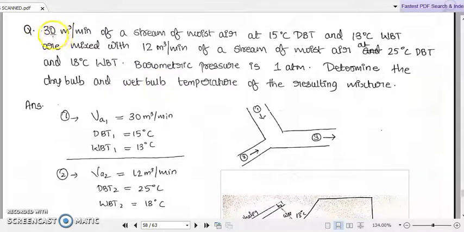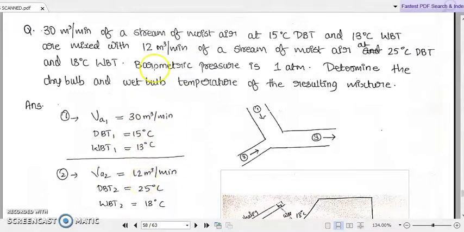In the first one, the 30 meter cube per minute. Meter cube is the unit of volume. So it is given the volume flow rate of the moist air in the first air stream. We can mark it as VA1, the volume flow rate of the moist air at the first stream, that is 30 meter cube per minute. And also the dry bulb temperature and wet bulb temperature of the first stream of air, DBT1 and WBT1, are 15 degrees Celsius and 13 degrees Celsius respectively.